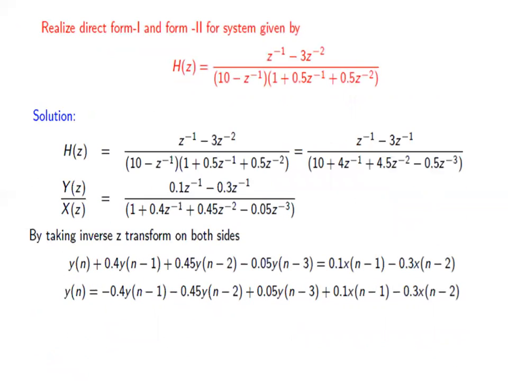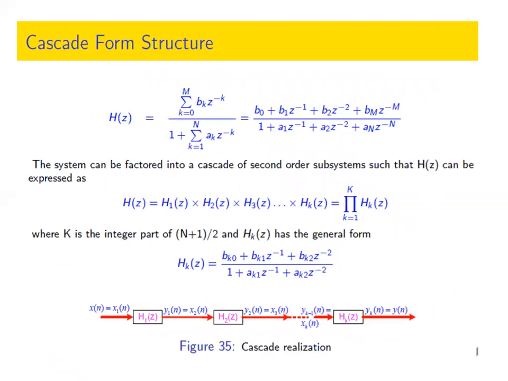So this is all about the direct form 1 and direct form 2. Now let us discuss the cascade form structure. As we already know, this is the generalized transfer function for an IIR filter.